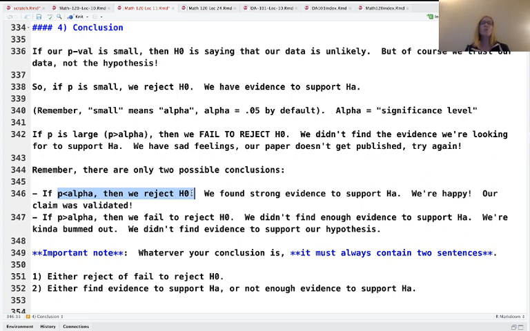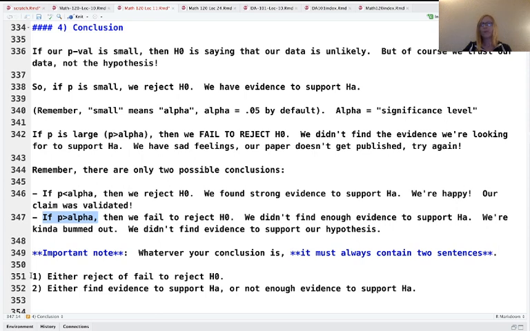And that means we found strong evidence to support the alternate hypothesis. Yay! Hooray! We're happy. Our claim has been validated. On the other hand, if the p-value is large, then we fail to reject the null hypothesis. We didn't find enough evidence to support our claim, and we're kind of bummed out. We're going to have to try again.